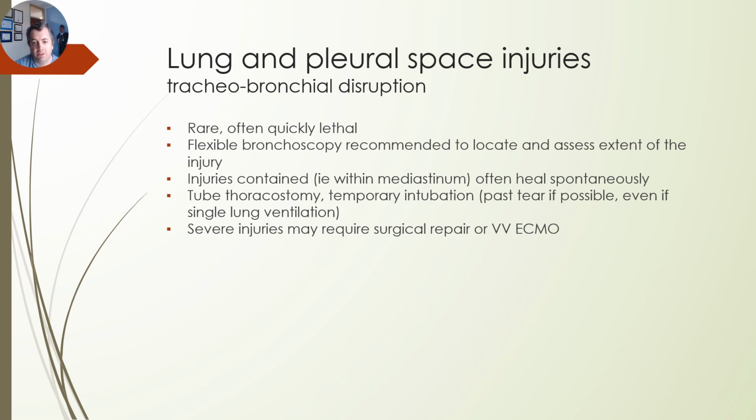Tracheobronchial disruption, as we mentioned in the last slide, presents with a large ongoing air leak. These are rare. Often they're quickly lethal, and so you won't even see the presentation. If able, a flexible bronchoscopy is recommended to locate and assess the extent of injury, with subsequent management being dictated by the severity. If it's a contained injury with pneumomediastinum, but not free rupture into the pleural spaces, these can often heal spontaneously, with tube thoracostomy and temporary intubation past the tear if possible for more moderate injuries, and then severe injuries again, possibly needing surgical repair plus or minus ECMO.